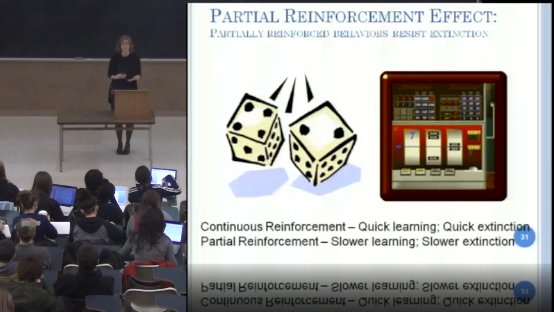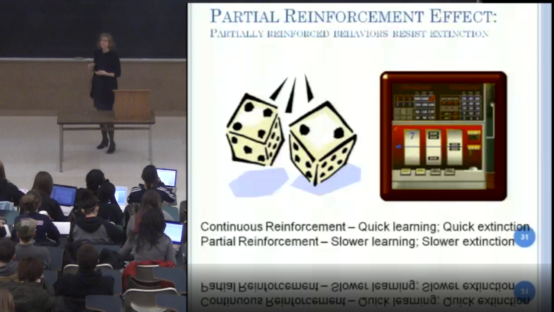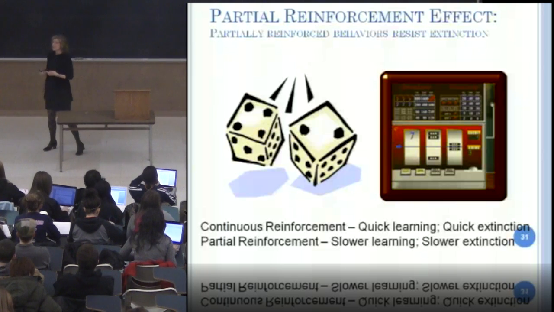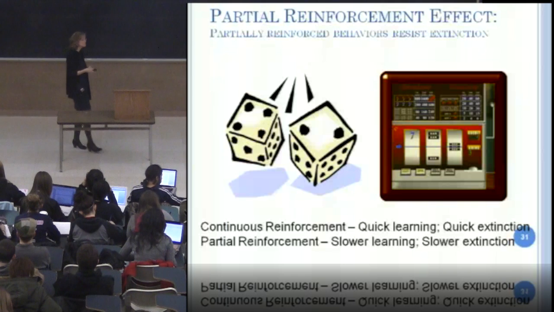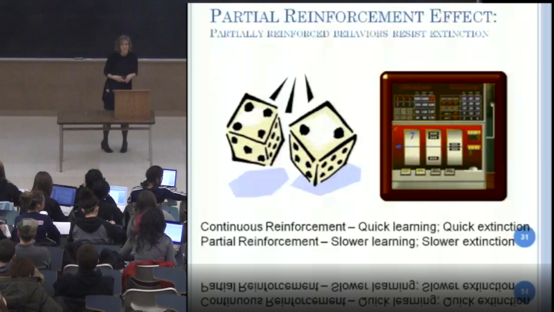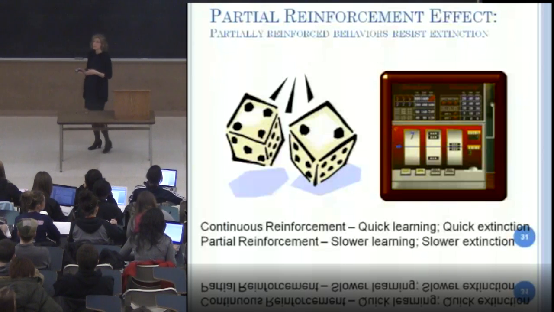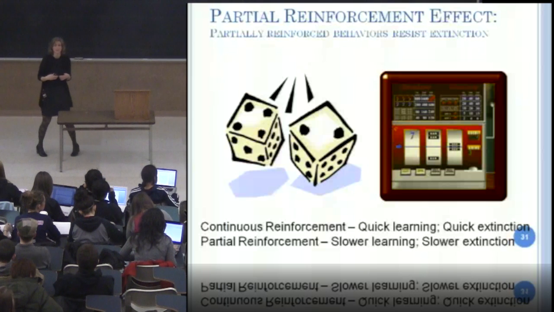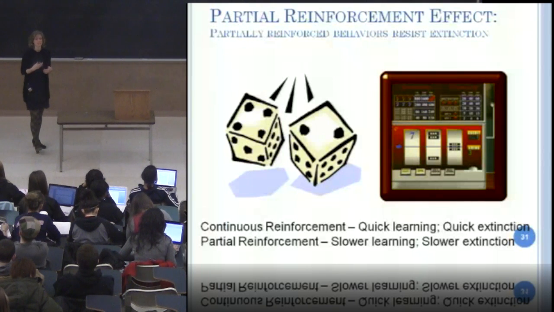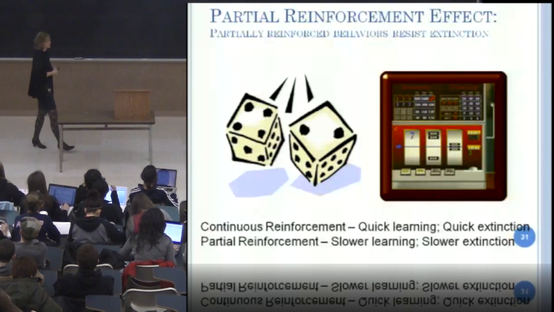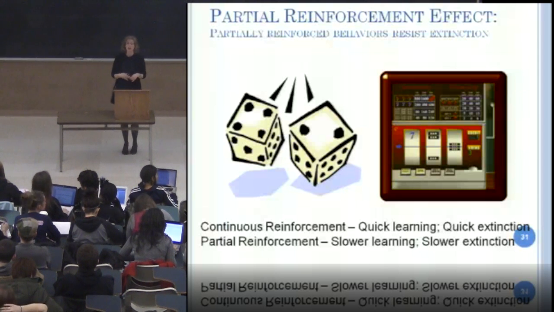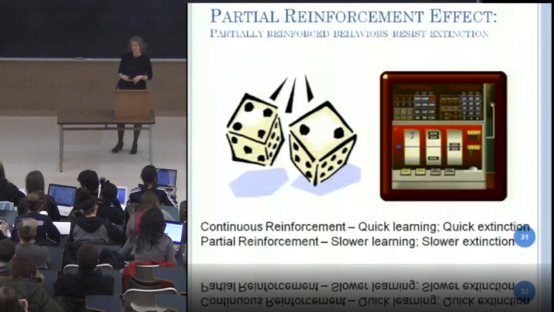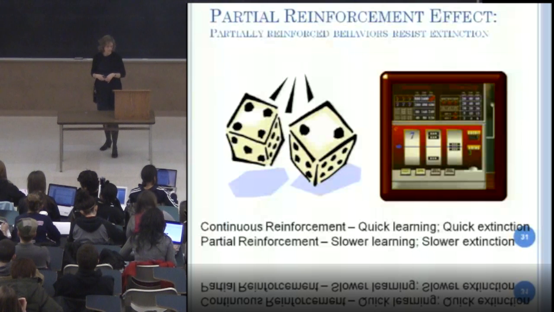Continuous reinforcement is very quick to be learned. If you're getting reinforced every single time you do something, it's really quick to learn to pick that association up. But it's also very quick to extinguish that. If every single time you held the door open for someone, you didn't get reinforced, no one said thank you, you'd probably stop doing that really quickly. But partial reinforcement, while slower to learn, is also much tougher to extinguish.